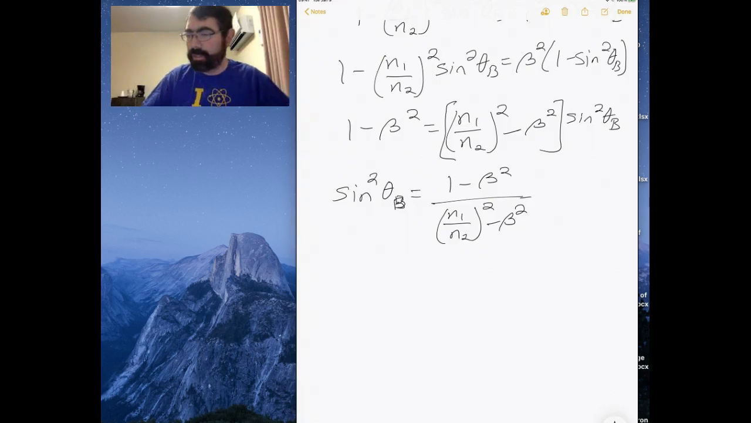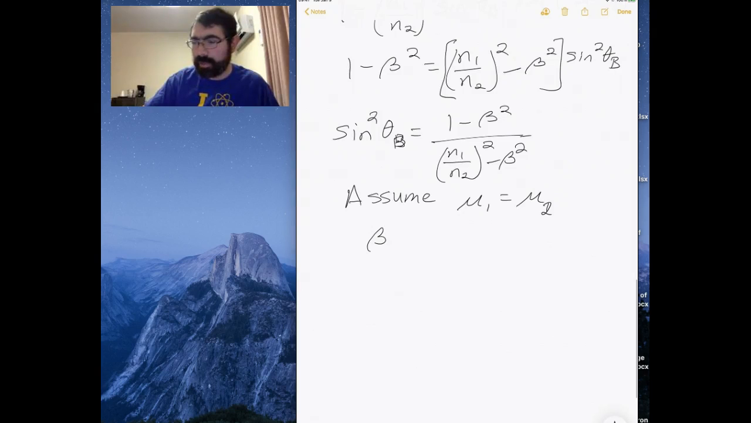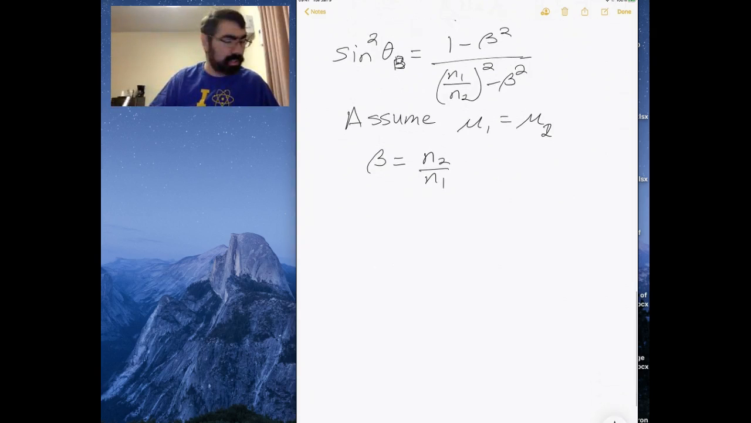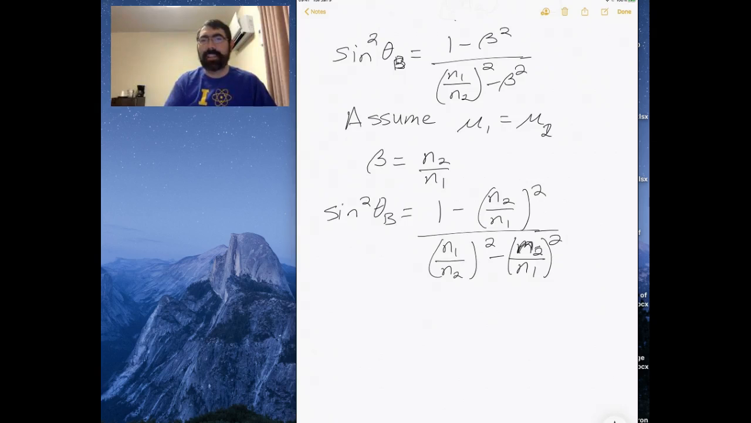Okay. So now we're going to assume that both materials, 1 and 2, have the same magnetic properties. So the permeability of material 1 is the same as the permeability of material 2. That means that beta now is just going to be n2 over n1. So then that reduces to sine squared of the Brewster's angle is equal to 1 minus n2 over n1 quantity squared, over n1 over n2 quantity squared minus n2 over n1 quantity squared. A lot of n's in the equation.